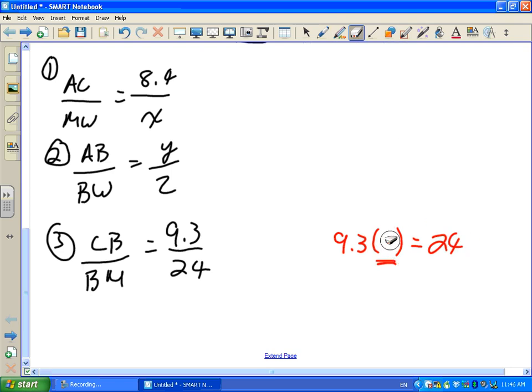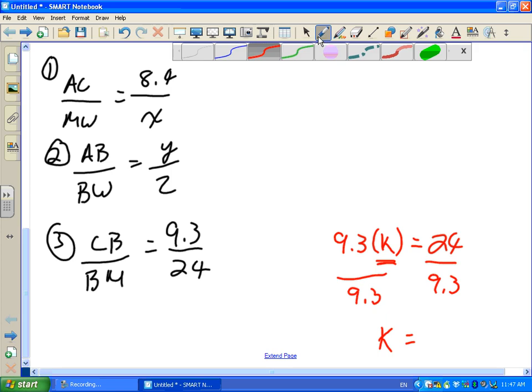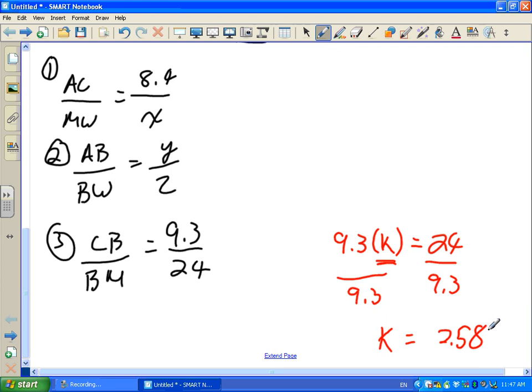We know that we have to multiply by this number. Oh, sorry, why did I call it n? They're calling it k, so let's call it k. This is our scale factor. Okay, 9.3 times our scale factor, whatever it is, gets us to 24. So how could I solve for this? What would I do? Divide both sides by 9.3. So our scale factor, k, turns out to be 2.58. So our scale factor is 2.58 for this entire triangle. What that means is I multiplied 9.3 times 2.58 to get to 24.